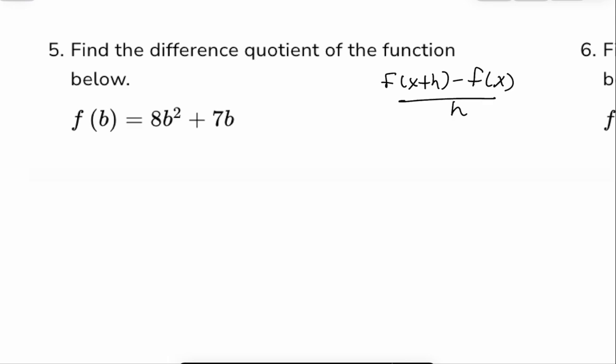Okay, so what is f of x plus h? Well, that's going to be 8 times the quantity of x plus h squared plus 7 times the quantity of x plus h. There's a lot of algebra there that I've got to fix.